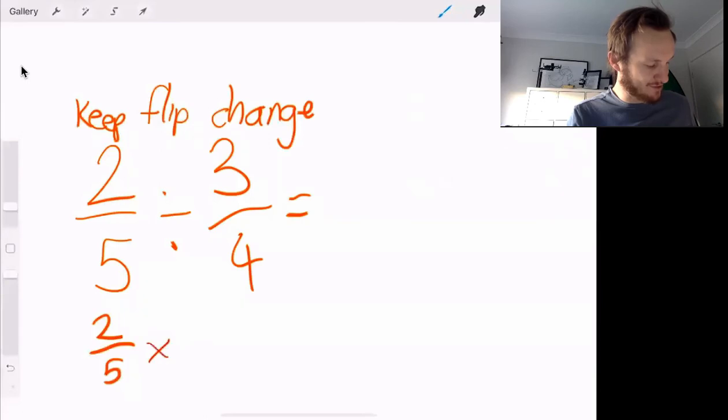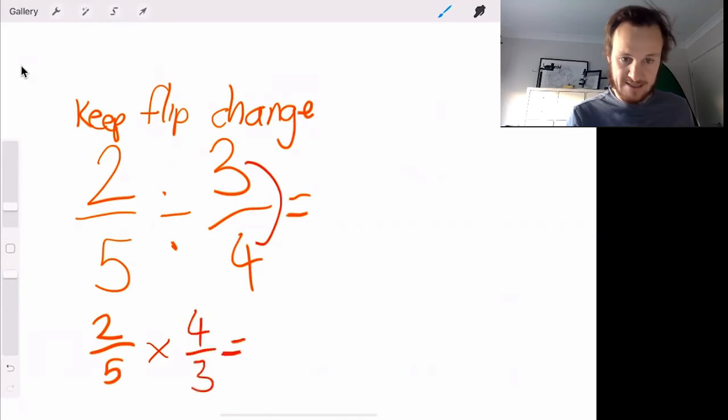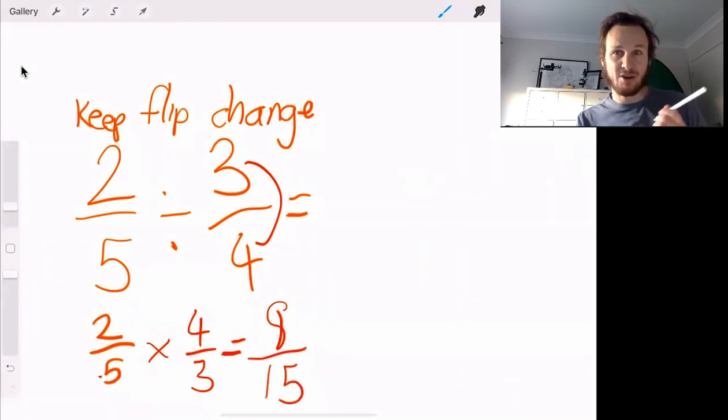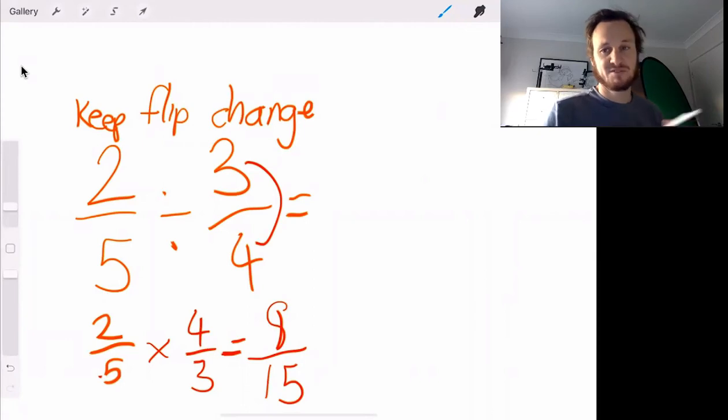Let's blame that. 2/5 times, and then you flip this upside down, so it's 4/3. Then that becomes 2 times 4 is 8. 5 times 3 is 15. 8/15. Can it be done any smaller? It goes into 8, 2s, 4s, and 2s, 4s, and 8s. Doesn't make it any smaller. That's as far as you can get it.